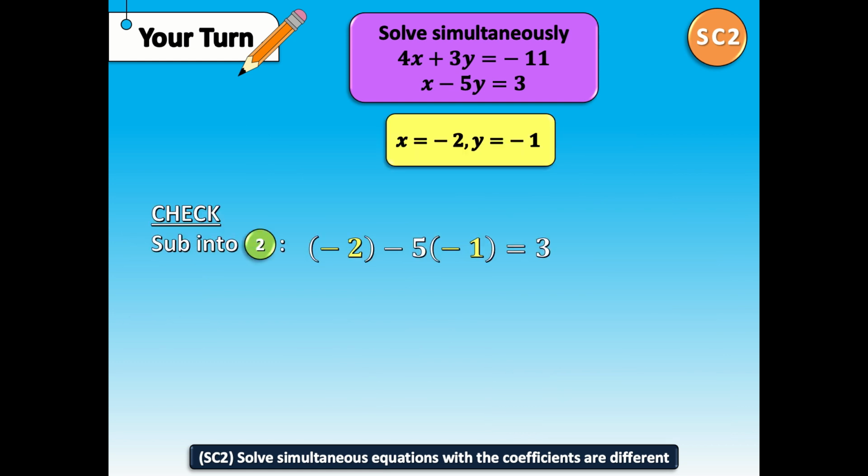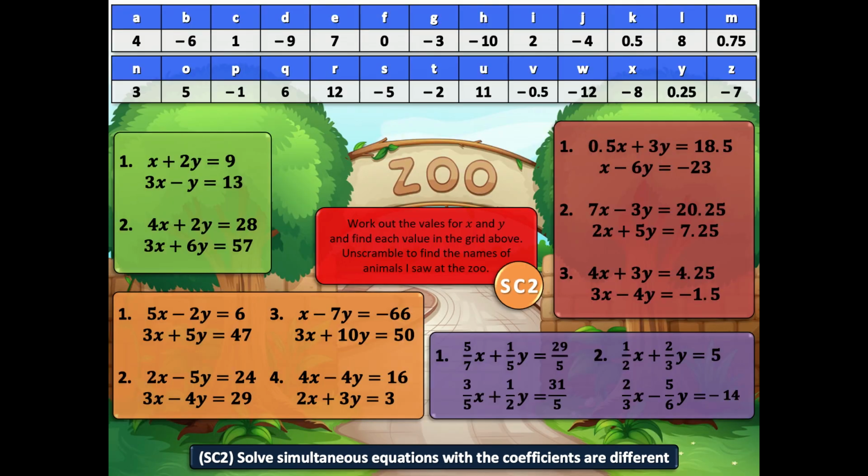Again, I can check this by substituting it into the second equation. So I've got minus 2 plus 5 equals 3. So my answer is correct. Here's some questions for you to have a go at. Pause the video, and when you're ready to mark your work, press play.